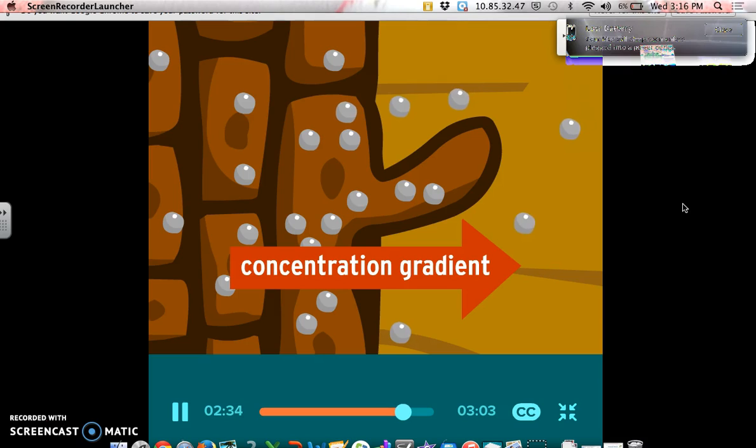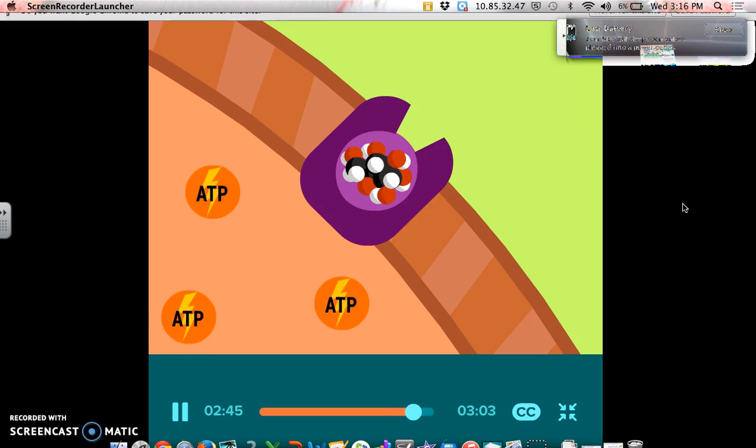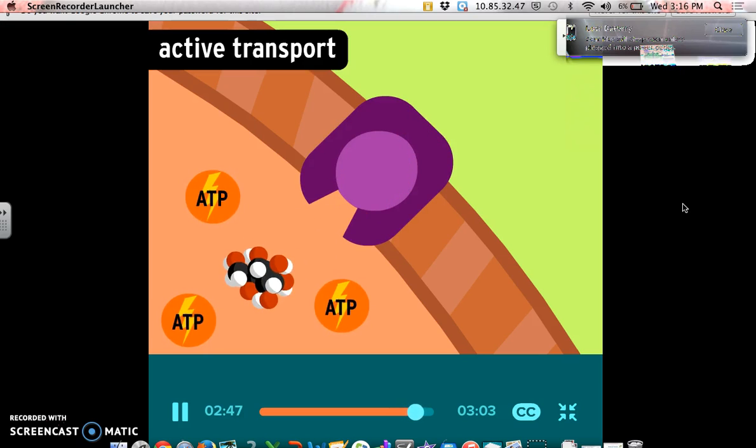Sometimes a cell will move substances up the concentration gradient. And food particles like glucose are too big to get through the gaps in the cell membrane. When a cell has to use energy to move substances across its membrane, it's called active transport. But that's really a whole other subject.